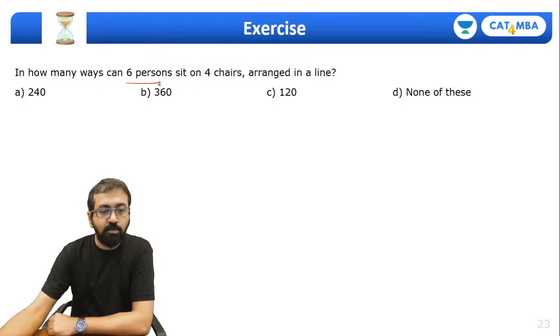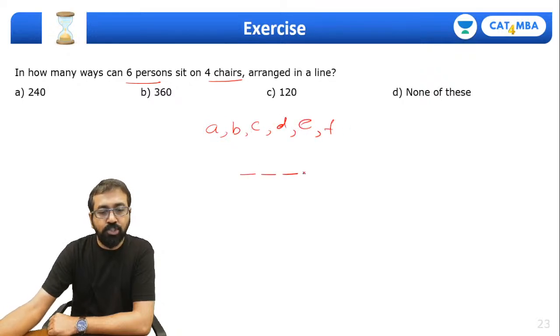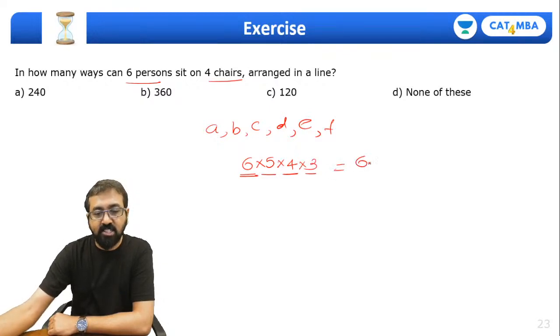In how many ways can 6 persons sit on 4 chairs? Now, in a way, this is a permutation question, but then can be quickly solved by counting principle. Let these 6 persons be A, B, C, D, E, and F, and they want to sit on these 4 chairs. So this is how you will think that on the first chair, any of the 6 people can sit, so 6 ways. Then on the second chair, anyone from the remaining 5 can sit, so 5 ways. Then from the remaining 4, anyone can sit on this chair, and then 1 from the remaining 3. So this is nothing but 6P4. So this is how the permutation came, right?